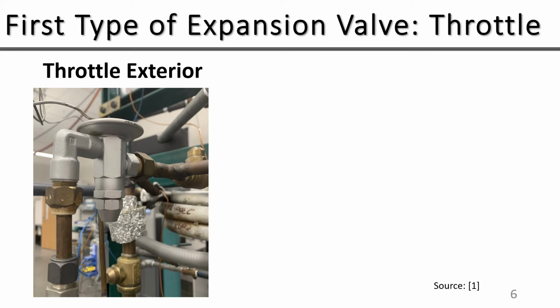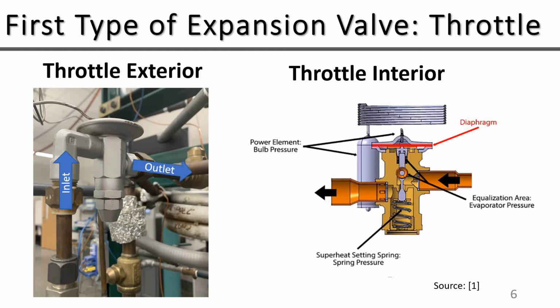A throttling device can control the amount of refrigerant going to the evaporator by looking at the evaporator temperature as well as pressure. As seen in the internal diagram, a spring is constantly pushing up on the diaphragm. The bulb pressure will push the diaphragm down if the temperature gets too hot, while the evaporator pressure will push the diaphragm up if the pressure gets too high.